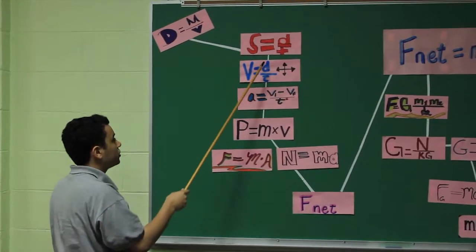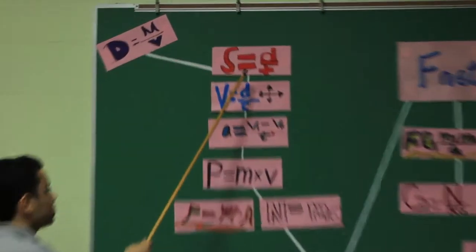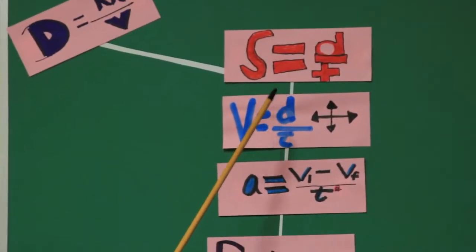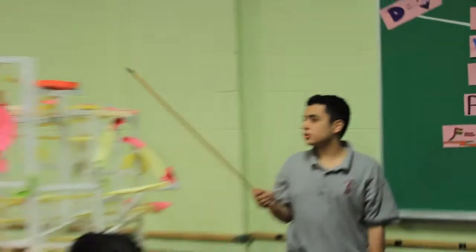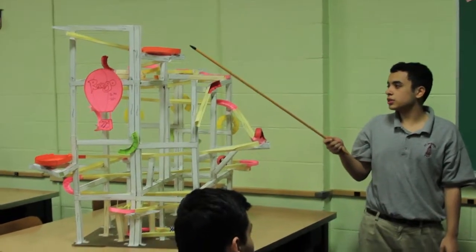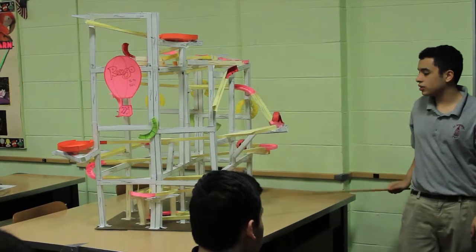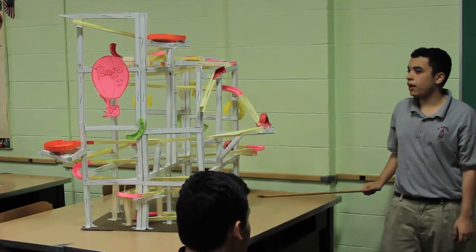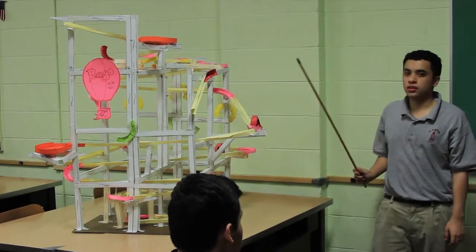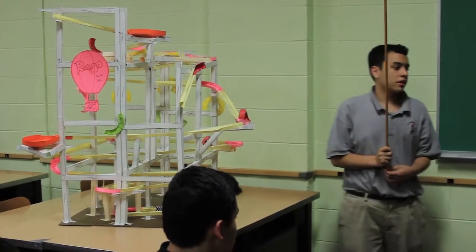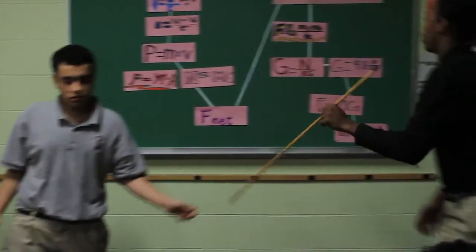This is S equals D over T, which means speed equals distance over time. As you can see here, we're going to use speed equals distance over time in the beginning, and then the time it takes for it to go down and the distance, we'll divide it, and that'll give us the speed of how fast it's going. I'll give it to Lamont to explain the other part.